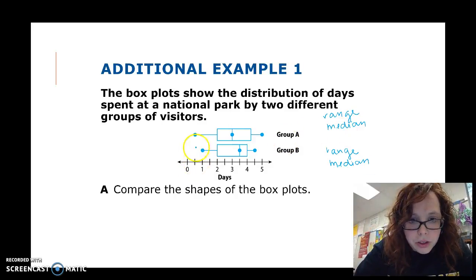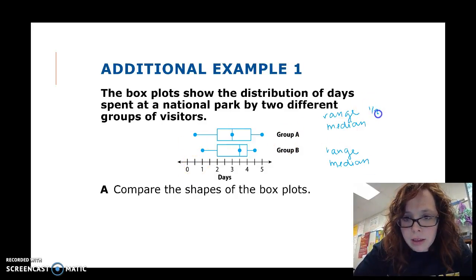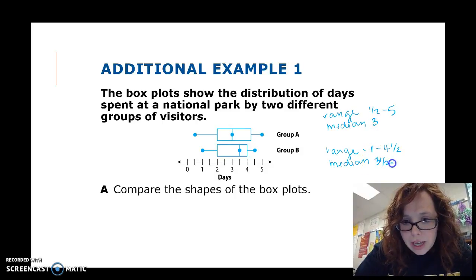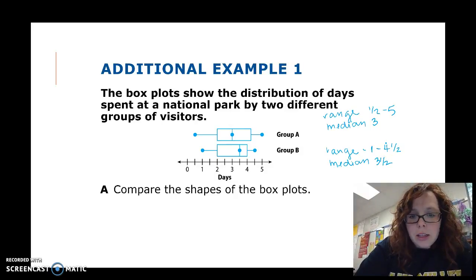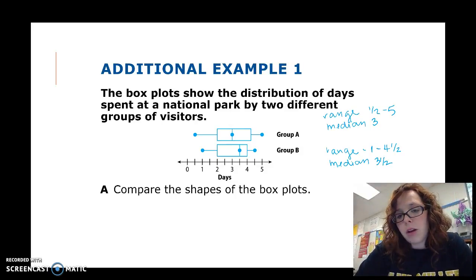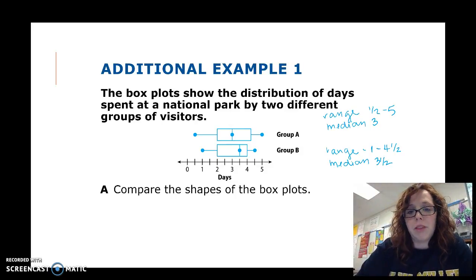So the range for the first goes from half a day to 5 days, and the second, group B, stayed there at least a full day, and they went up to 4.5 days. The median, or middle, is 3 for the first dot plot and 3.5 for the second. So there was a greater range in A, but the middle point was lower in A. And there was less of a range in group B, but their middle was higher. So that means most people spent more time there in group B.